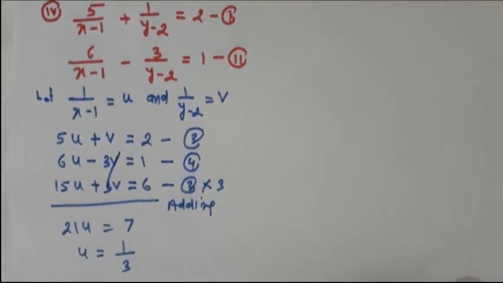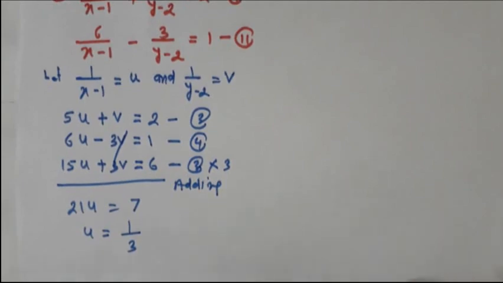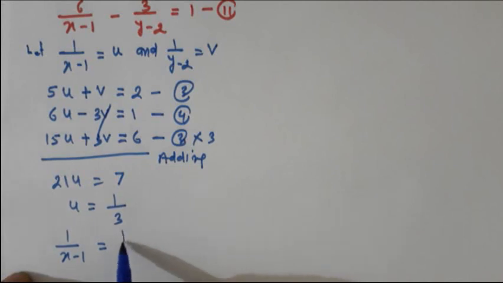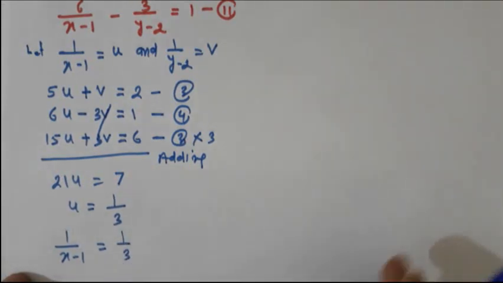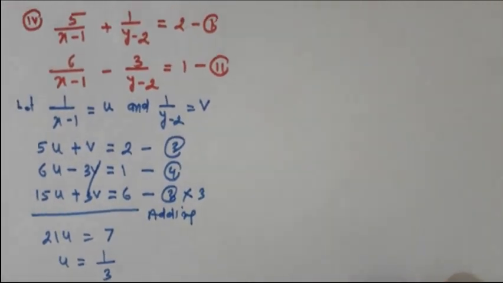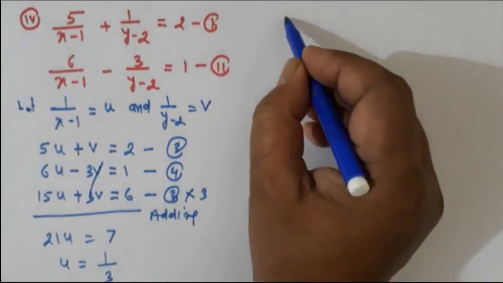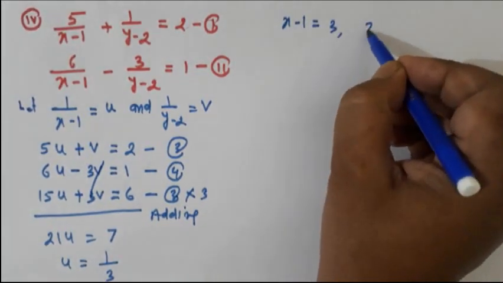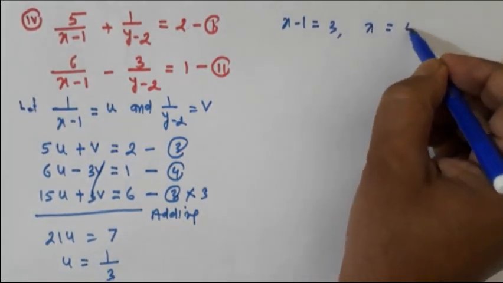Now putting the value of u, what did you suppose u to be? We supposed u to be 1 upon x minus 1. So 1 upon x minus 1 is equal to 1 upon 3. Now when you compare, x minus 1 is equal to 3, and then x is equal to 4.